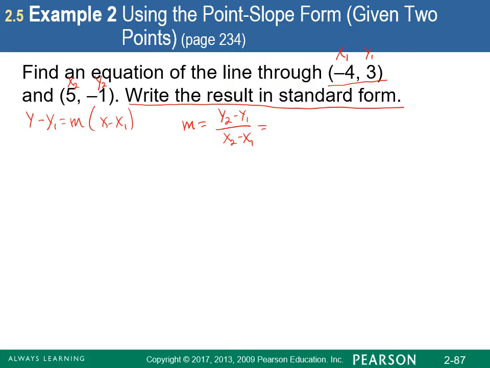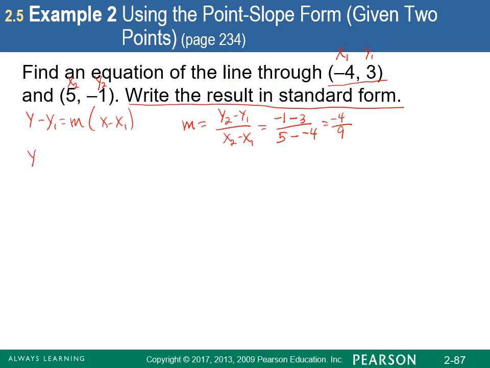Substituting our numbers for that, the y2 is -1 and the y1 is 3. The x2 is 5 and the x1 is -4. Now again, see how we include the sign with the number in addition to having the formula sign. So in the top, -1 minus 3 is -4. 5 plus 4 is +9. So now we're prepared to put everything in its place.